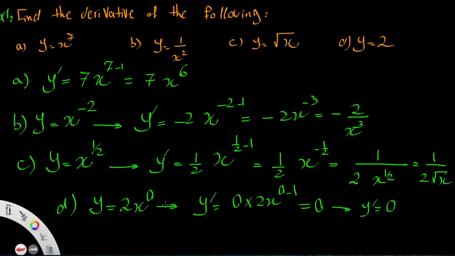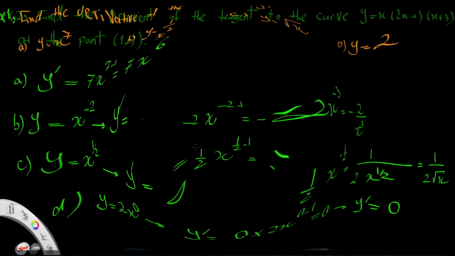Why? Because I told you differentiation actually gives you the gradient of the tangent to the function. Y is equal to 2 is a horizontal line, and the gradient of a horizontal line is 0. That's why the gradient of constant functions will be 0, as they are completely horizontal and have a gradient of 0.